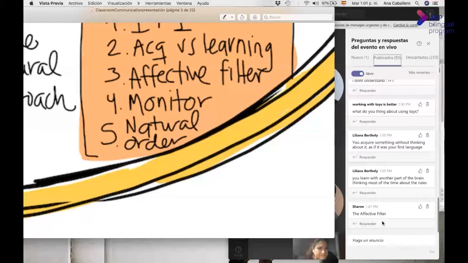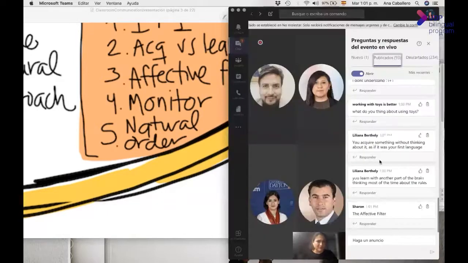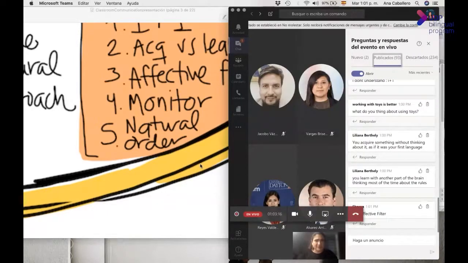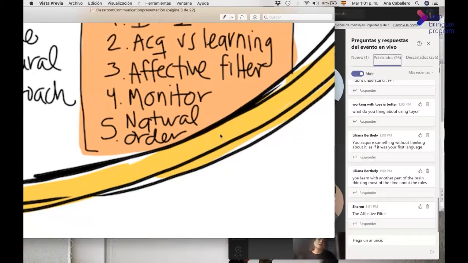What about the affective filter? What do you do? What do you think about using toys? Okay, let me write this down. Using toys in the classroom. Okay, remember, I don't know how many people are here, but we're going to try to cover everything in this presentation. Okay, so input plus one, we want to make it a little more difficult, but not this difficult.